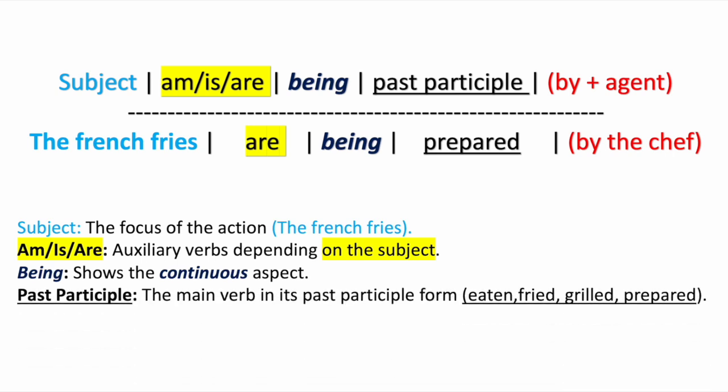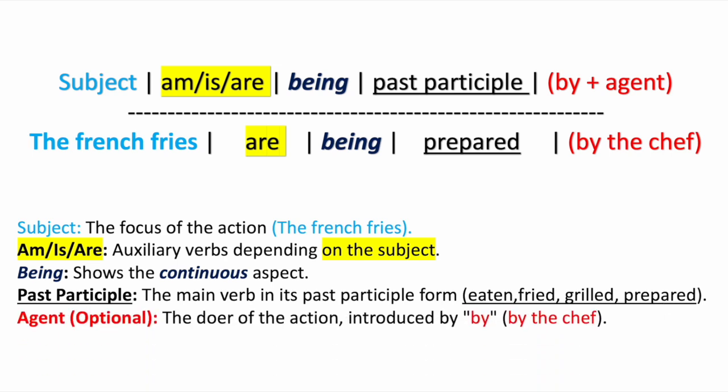Past participle form of the verb is true for all of the passive voices. So here, eaten, fried, grilled, prepared. And last but not least is the doer of the action, which is optional. If you wanted to add it, put it at the end, and before that, don't forget to use by.